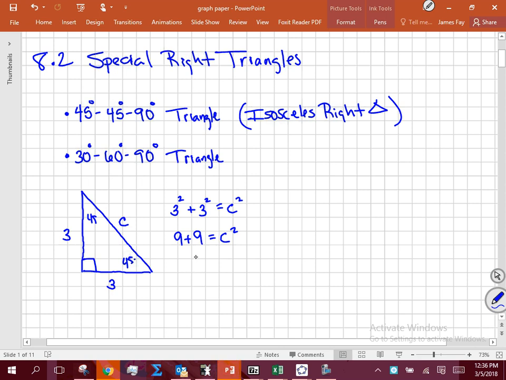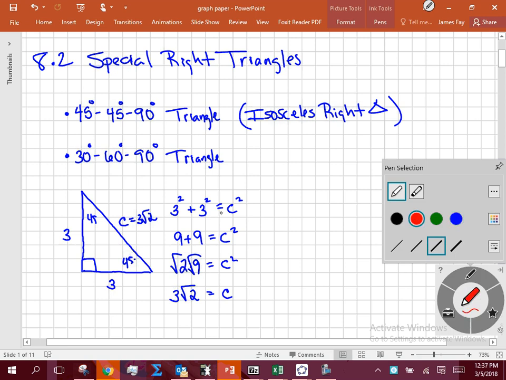Some of you might want to write that as 18, and that's fine. Is 9 plus 9 the same thing as 2 times 9? I'm going to write it that way because when I square root both sides, it's eventually going to turn into something like that. What's the square root of 9? 3. And the square root of 2 is just root 2. So there we see C to be 3 radical 2. That's just the Pythagorean theorem, something you've seen before.